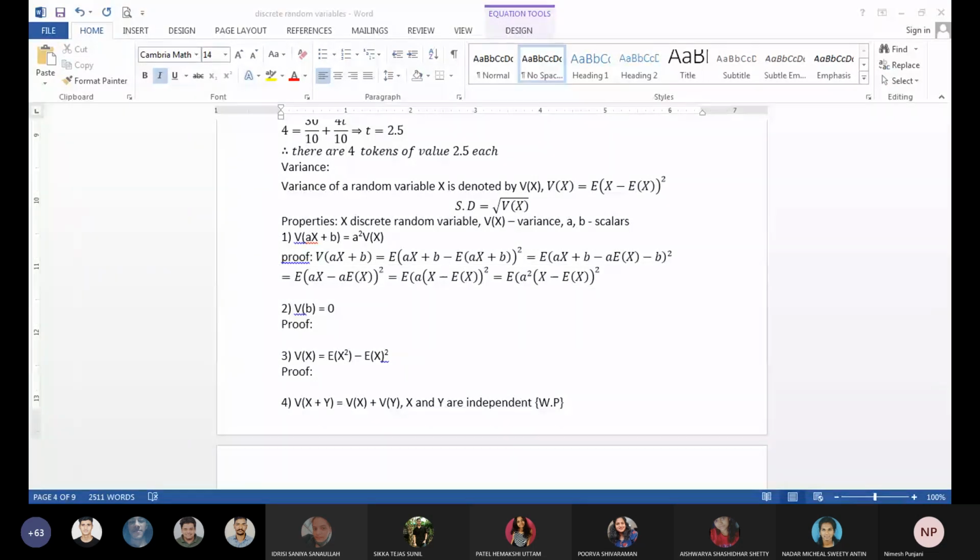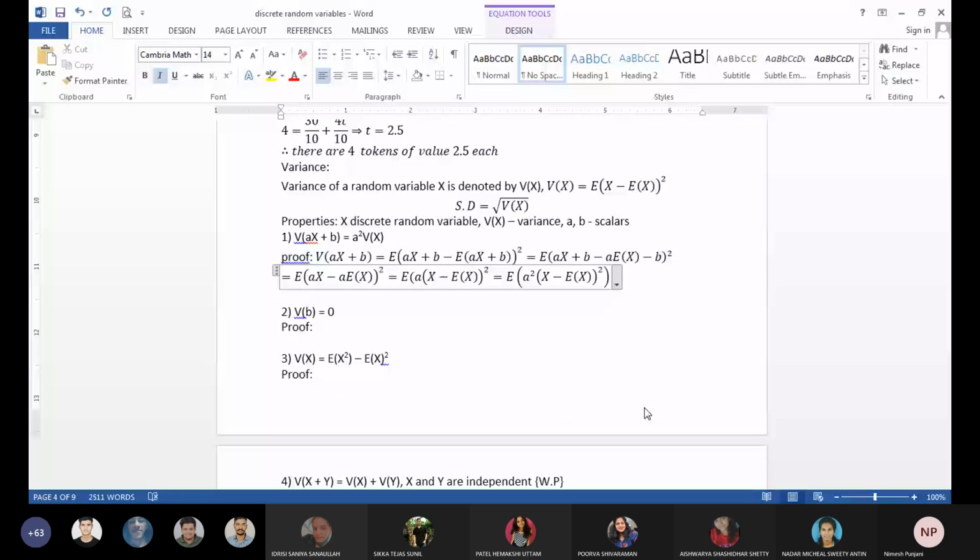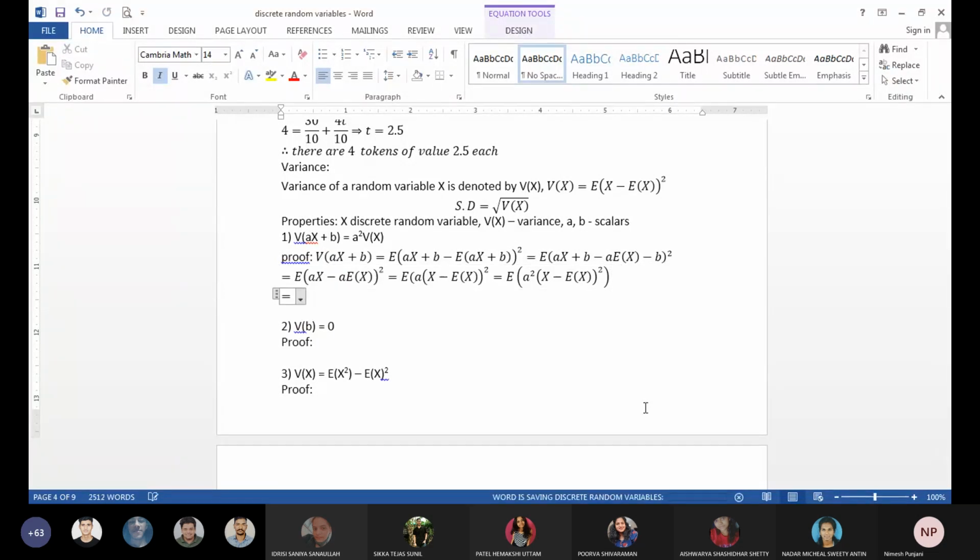One second, the bracket alignment got a bit off. I'll retype it. This is what I get: expected value of a square multiplied with x minus E of x the whole square. Fine till this? Yes, sir.